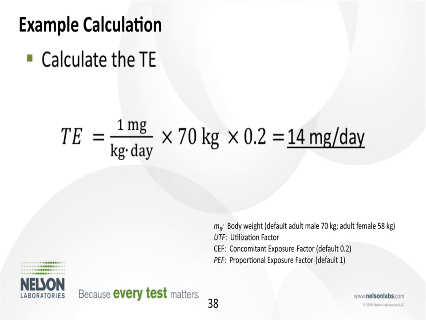So here is the calculation of the TE. We have that tolerable intake of 1 milligram per kilogram per day that we got from our animal study. We're multiplying it by the default weight for an adult male, and by the default value for the UF, and we come up with 14 milligrams per day. Now this says that the tolerable exposure, where we wouldn't expect any adverse effects or any toxicological hazard being placed on the patient, is if the patient was exposed to 14 milligrams of cyclohexanone a day.